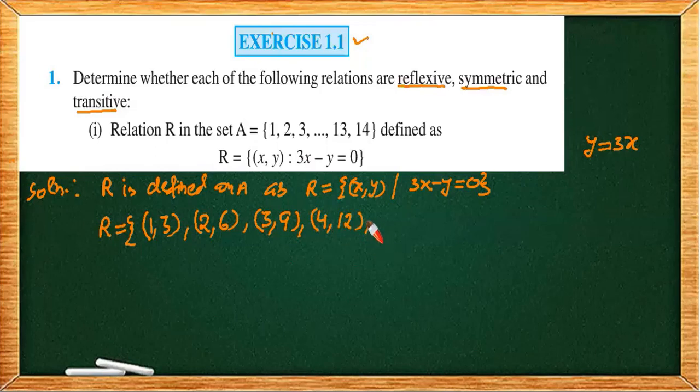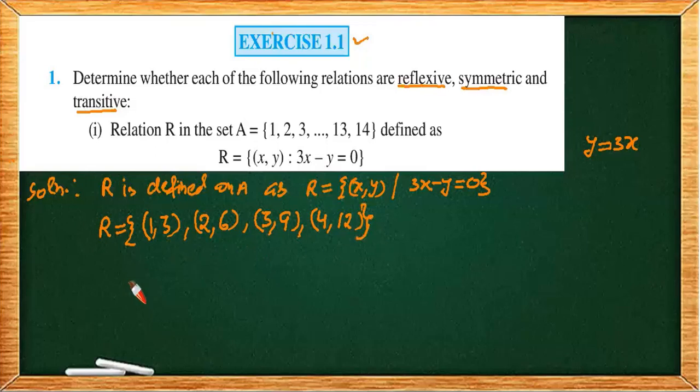And if we take 5, so 5 3s are 15. 15 is not there in A. It is important to note: if we take x equal to 5, then 5 3s are 15, and 15 is not there in the set A. And R is the relation defined on the set A. So we have to take x as 4 only, not 5. So it is our relation R in tabular form.